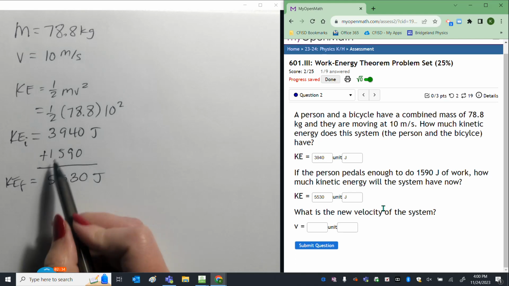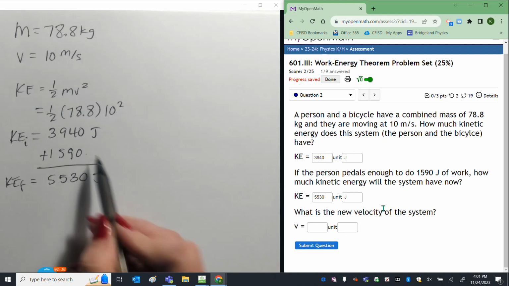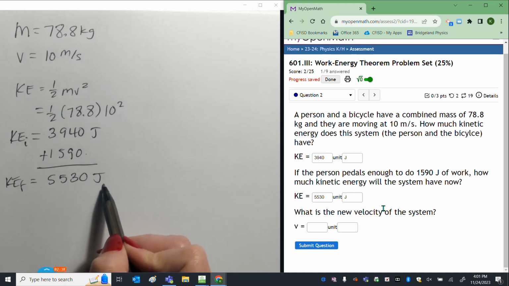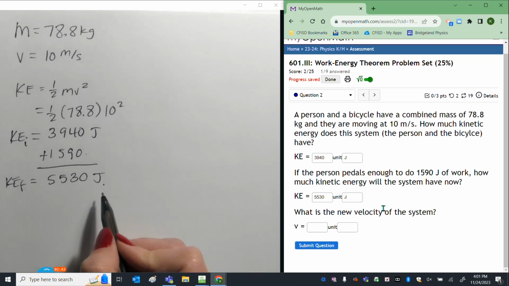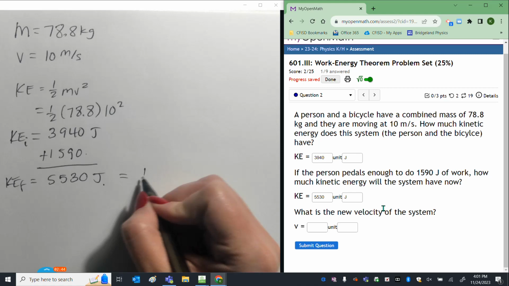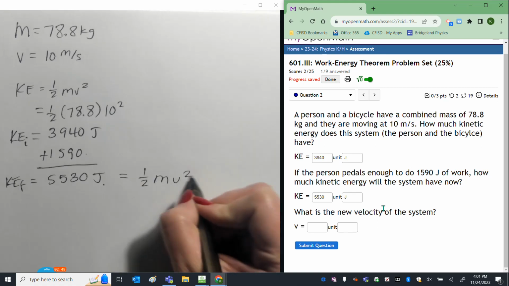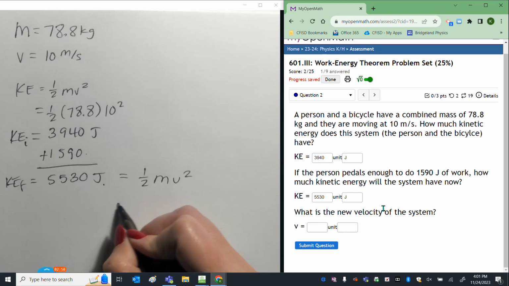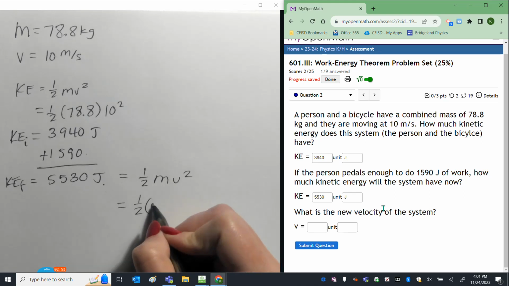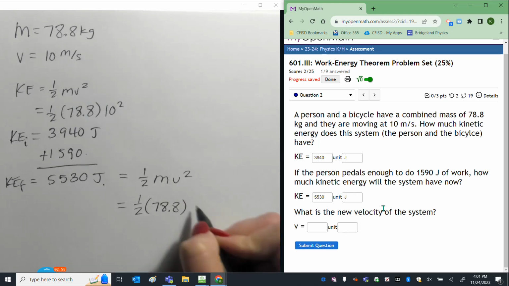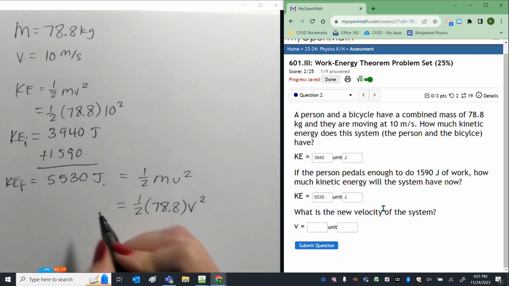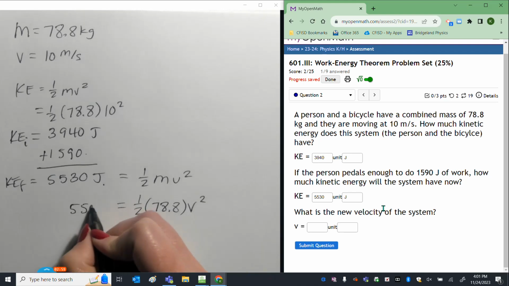So whenever they do this pedaling, it's causing the kinetic energy to increase, which means it's also causing them to get faster. That's the point of pedaling. Okay, and so we can actually solve for the new velocity because we know that this kinetic energy is still equal to 1/2 mv squared, which means it's still equal to 1/2 the mass, which is 78.8, times that velocity squared. So we're going to set that equal to this 5530.